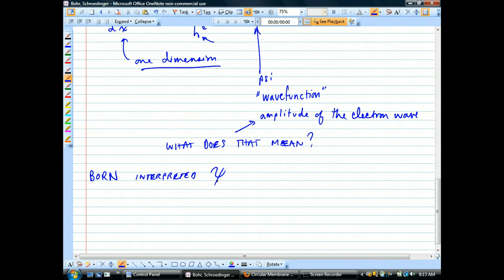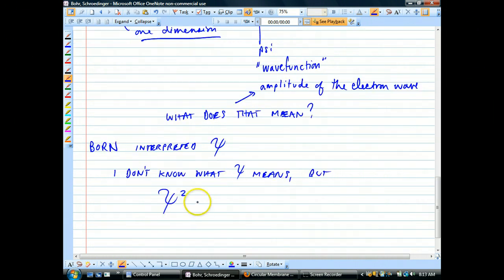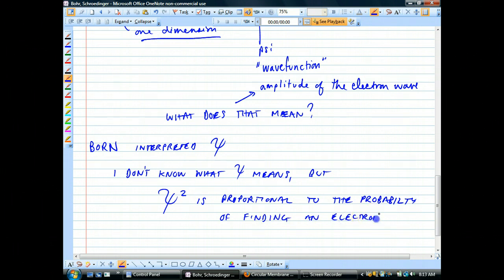But this guy Born, he interpreted psi. And here's what he said, and this isn't a direct quote: I don't know what psi means, but, and here is the key, psi squared, if you square it, is proportional to the probability of finding an electron at location X in the Schrödinger equation. So if you solve the Schrödinger equation, you put X in there and solve it for psi, and you square psi, that gives you a number that is proportional to the probability of finding the electron at X.